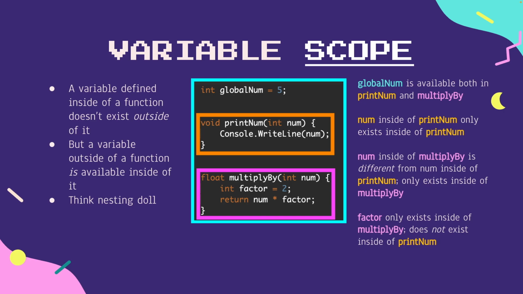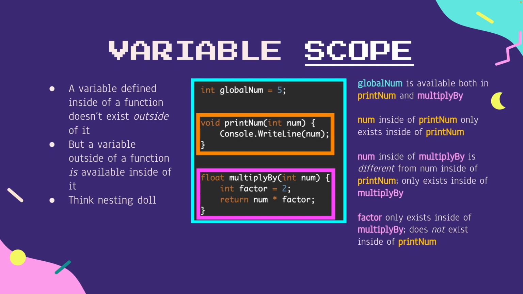So I have an annotated diagram here where my global num variable, defined in the box with the blue line, the blue square, you can use that number for whatever you want, both inside of the function printNum and multiply by. But my parameter called num inside of my printNum function only exists inside of my printNum function, right? So it doesn't exist in the same spot where global num exists, right? And same thing for multiply by.